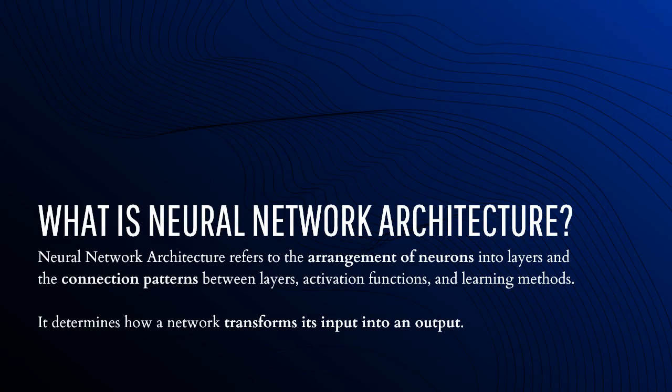So a neural network architecture refers to the arrangement of neurons into layers and the connection patterns between layers, activation functions, and learning methods. And it determines how a network transforms its input into an output. I take the reference of this video from a Medium article by James Lee, who has taken the materials from Geoffrey Hinton's Neural Network for Machine Learning course.